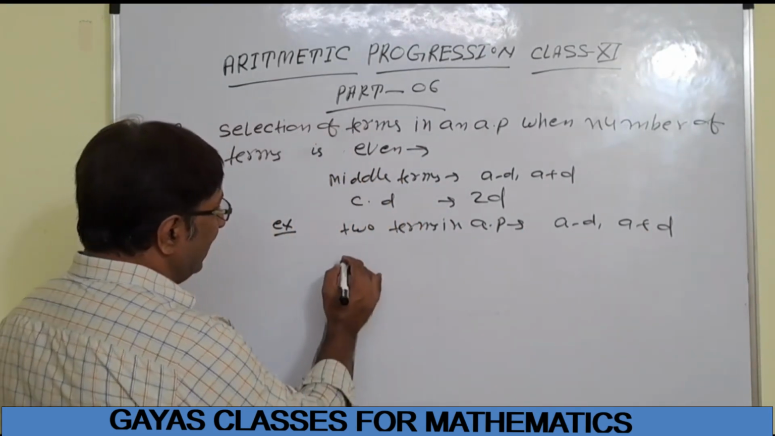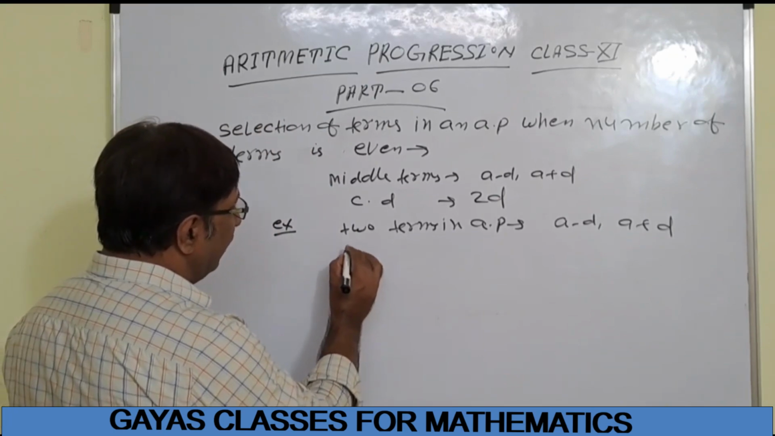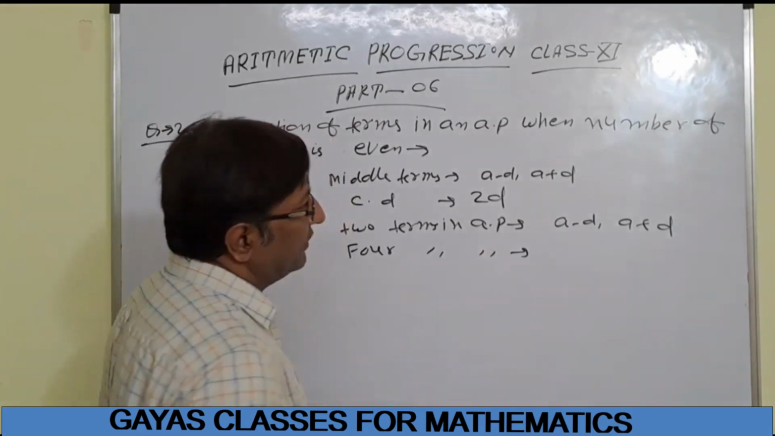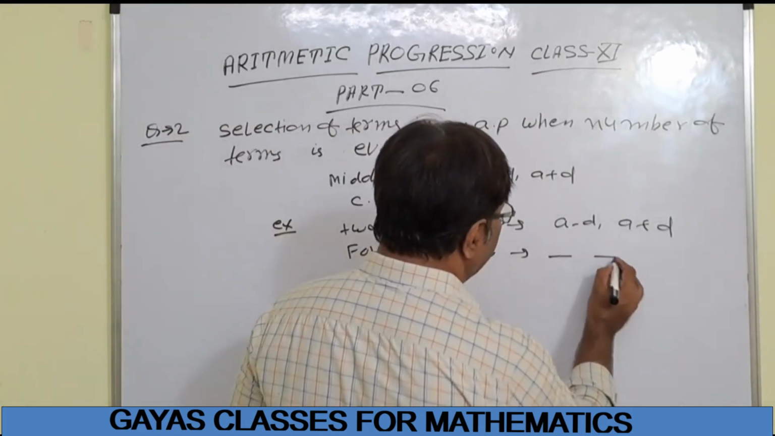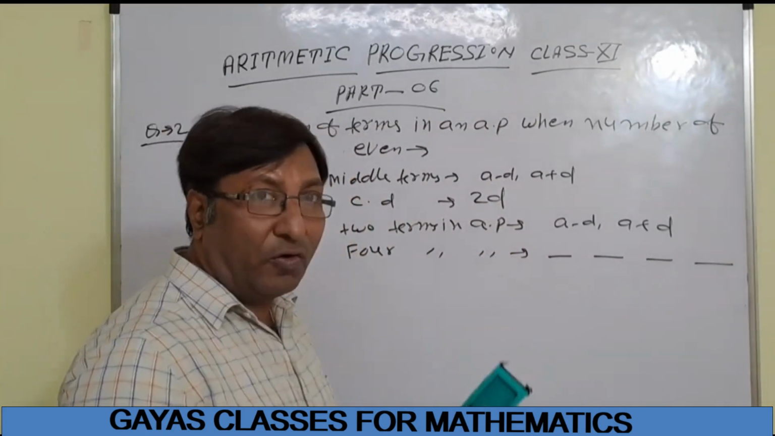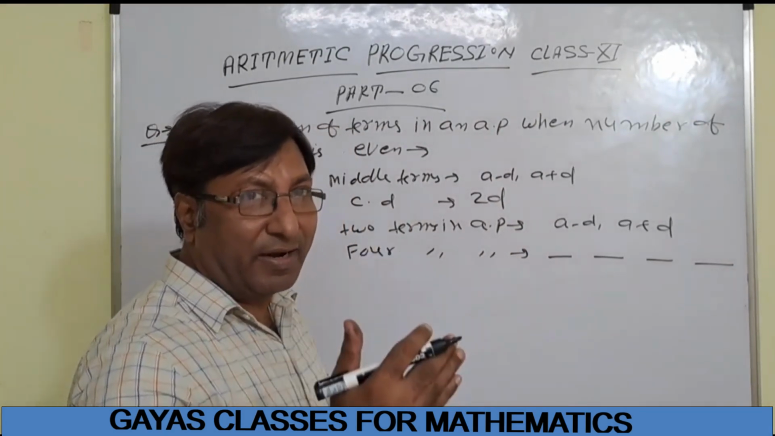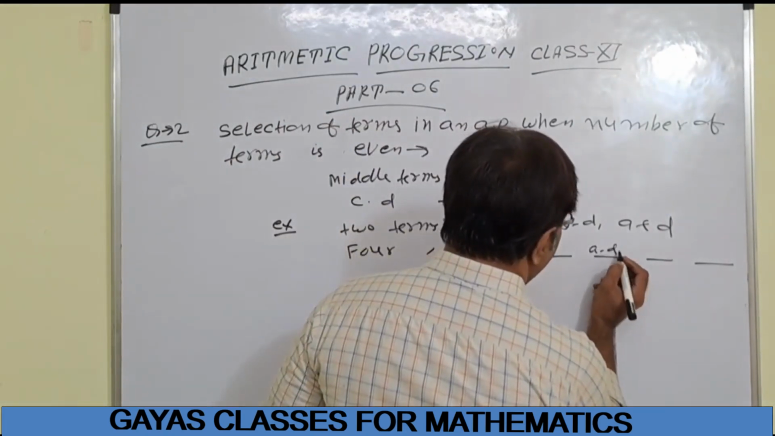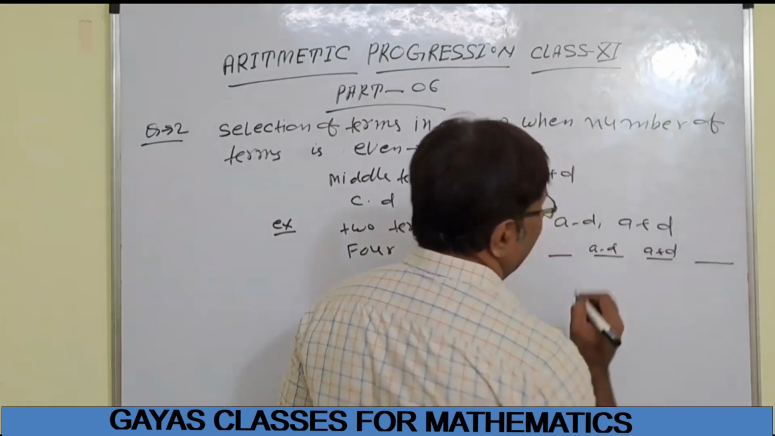Now suppose we are finding 4 terms in AP. So this is the first term, second term, third term and fourth term. So the rule is: always the middle terms will be A minus D and A plus D. So this is A minus D and this is A plus D.